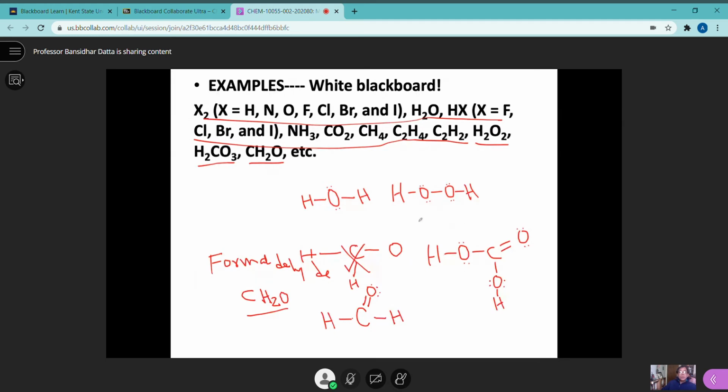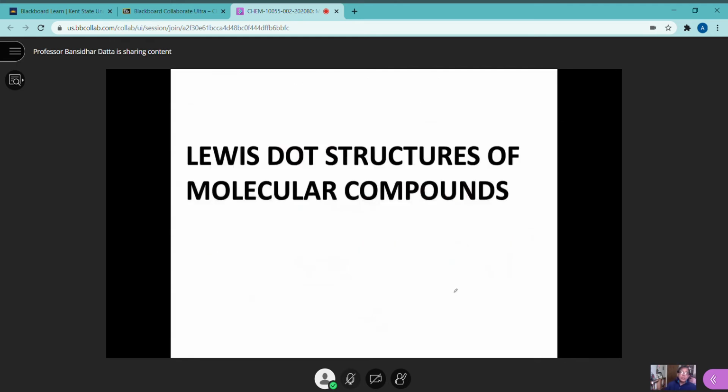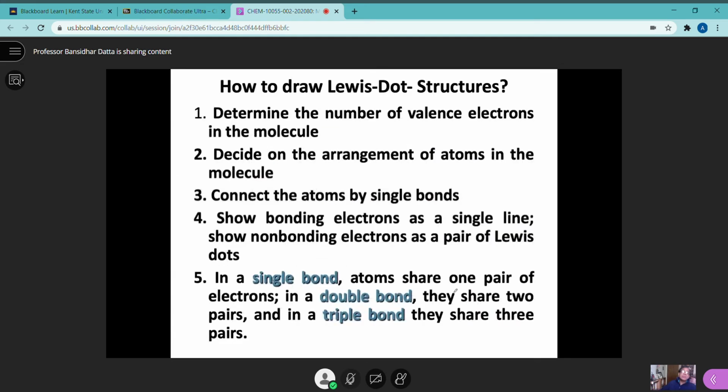Now we can go over some general rules. There are some general rules for the Lewis dot structure. We're doing it because we already know the valence electrons and how many electrons one can have, following the octet rule. These are the rules for Lewis dot structures of molecular compounds. We already said it, and you'll see them again, but I want to make sure these are the rules we applied.